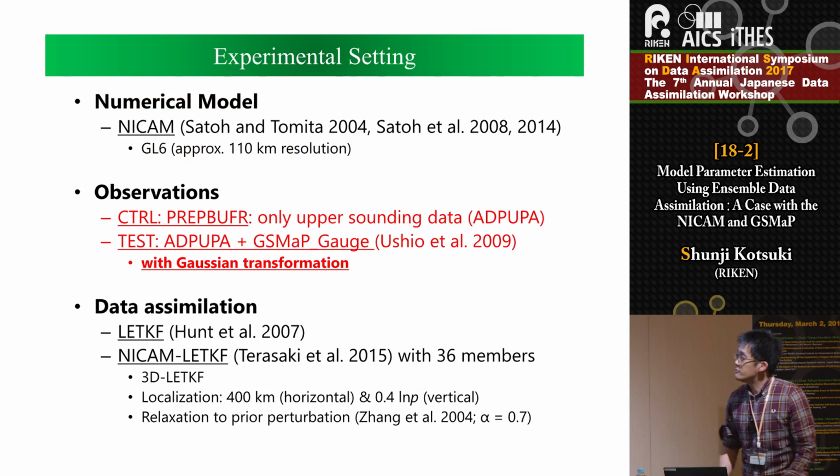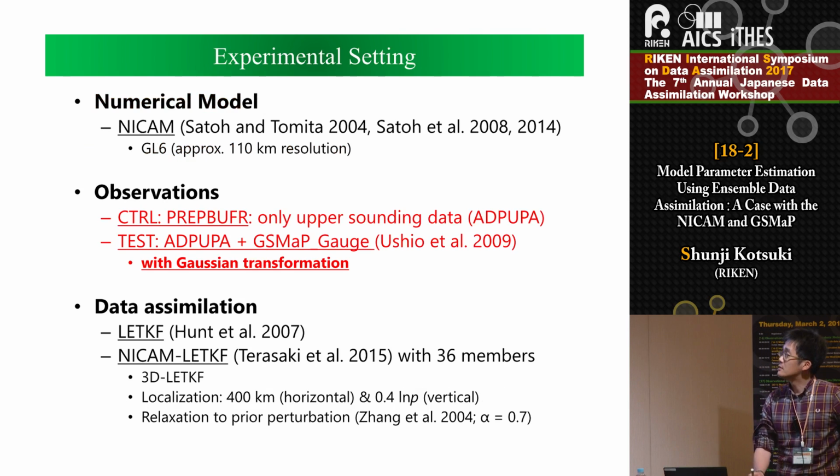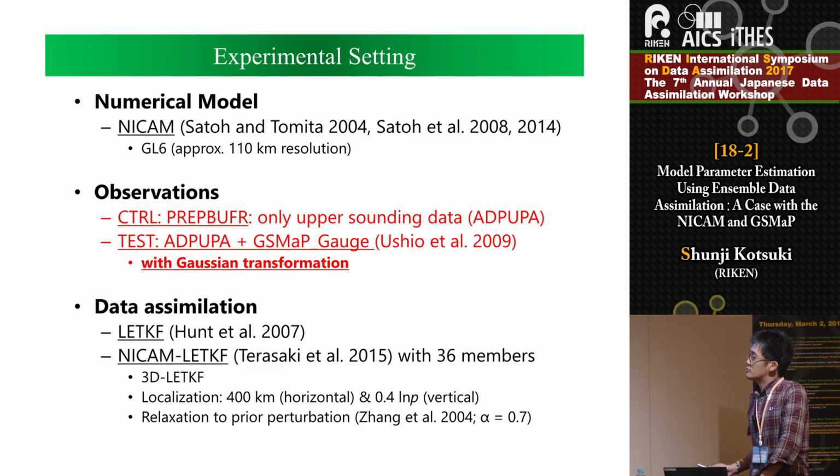This slide briefly summarizes our experimental settings. We use the NICAM model, a global atmospheric model with 100 kilometer resolution. For the data assimilation, we are using LETKF with 36 ensemble members. Localization and relaxation are written here. The key point is observations. We are simulating radiosonde observations for the control experiment. In addition to the control experiment, we assimilate the GSMaP precipitation with Gaussian transformation, which I'm going to explain.